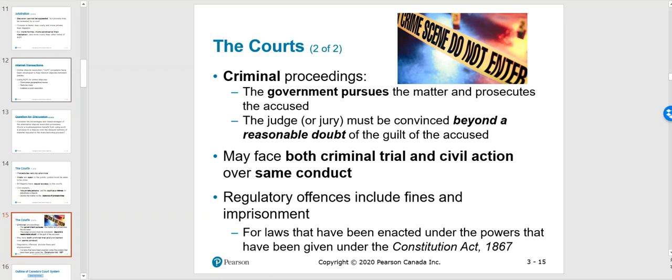Because a person may face both criminal proceedings and a civil action, a civil lawsuit, over the same conduct. How? Okay, let me explain. Let me give you an example. Let's say your smartphone was stolen and you know who stole it. So you report to the police and they find who stole your phone, but they don't find your phone anymore. So stealing is criminal conduct, it is a crime.